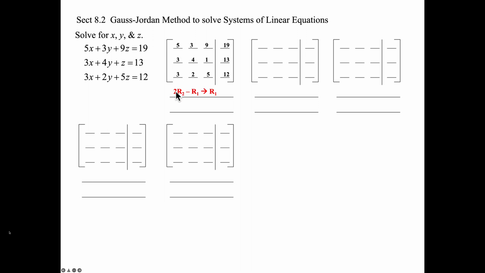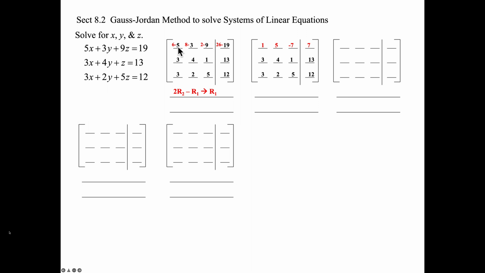I'm going to take 2, multiply it to the 3 in row 3, which makes that a 6, and then subtract the 5. So 2 times 3 is 6, minus the 5. 2 times 4 is 8, minus the 3. 2 times 1 is 2, minus the 9. 2 times 13 is 26, minus the 19. Crunch the numbers: 1, 5, negative 7, 7.